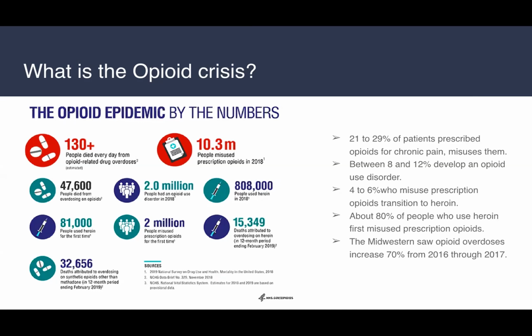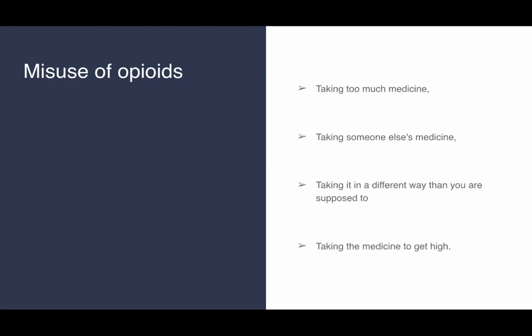And the fun fact, not very fun, about Midwestern: here in Midwestern we saw opioid overdoses increase 70% from 2016 through 2017. So what is considered misuse of opioids? Those painkillers are mostly prescribed after surgery, for chronic pain, or even for patients that are treating cancer. They're very strong medicine used as a painkiller. What's considered misuse? Taking too much medicine, for example, if your doctor prescribes you 2 pills and you take 4 because they make you sleep well, and you think, I'm going to sleep better if I take 4. It's not going to be a big deal. That's misuse. Taking someone else's medicine is also very common.